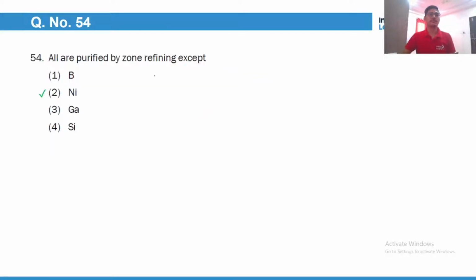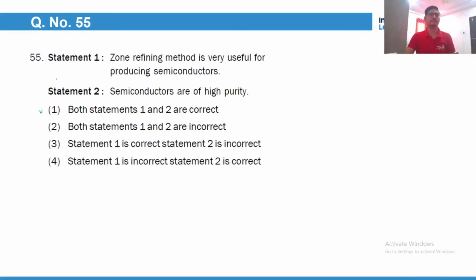All are purified by zone refining except nickel. Nickel is refined via Mond's process. Zone refining method is very useful for producing semiconductors. Yes, both statements are correct.